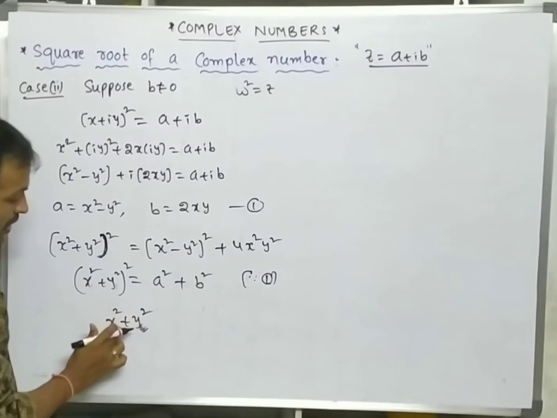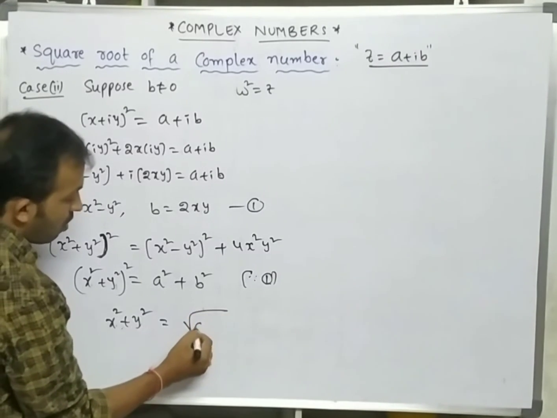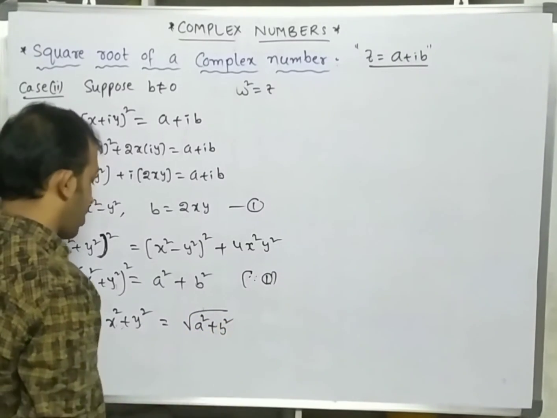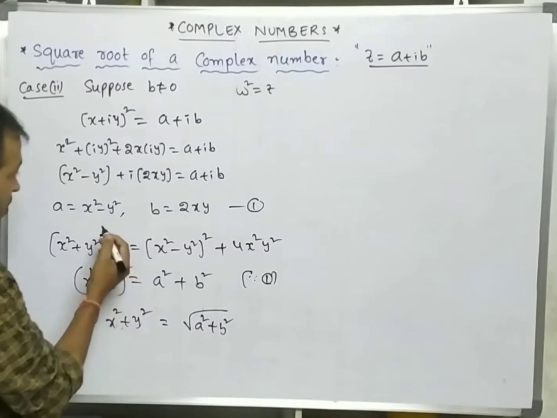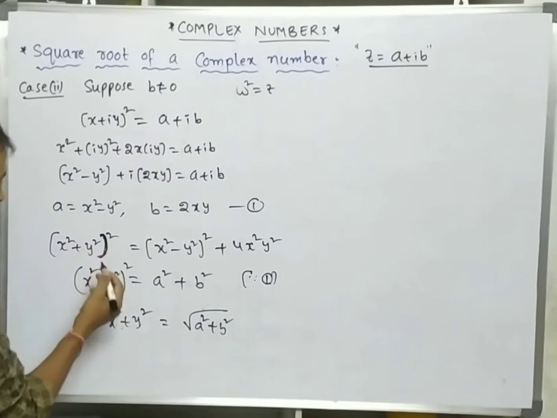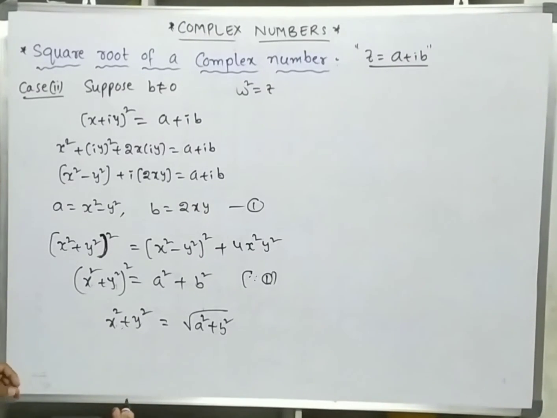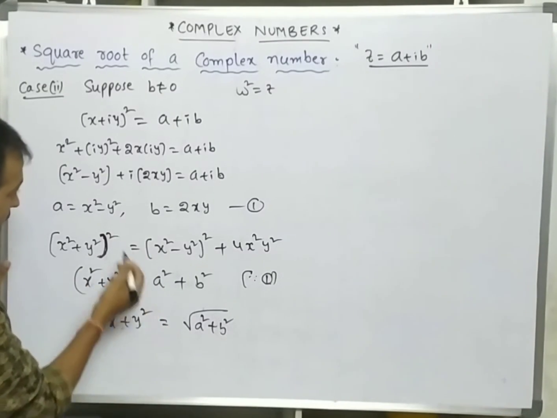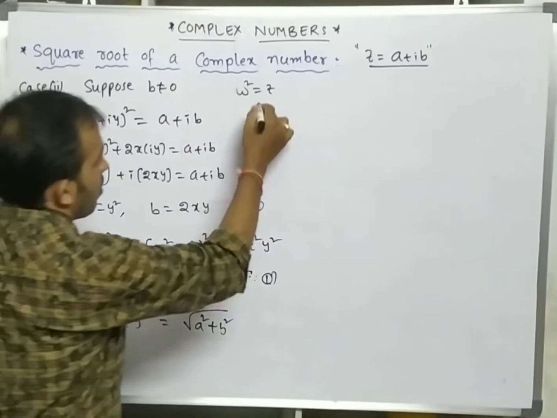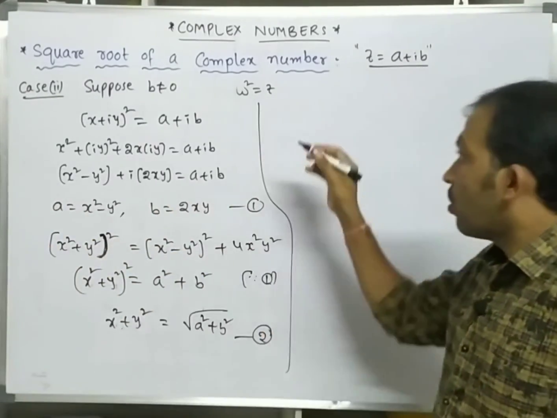x square plus y square is equal to what? Under root of a square plus b square, right? Under root of a square plus b square. Now if we add these two, we will get... So by adding these two, this is equation number 2. Now add 1 and 2.